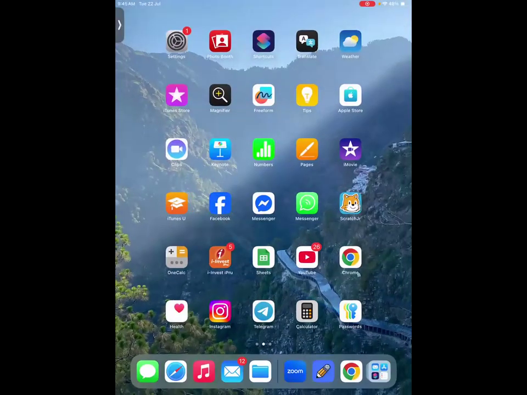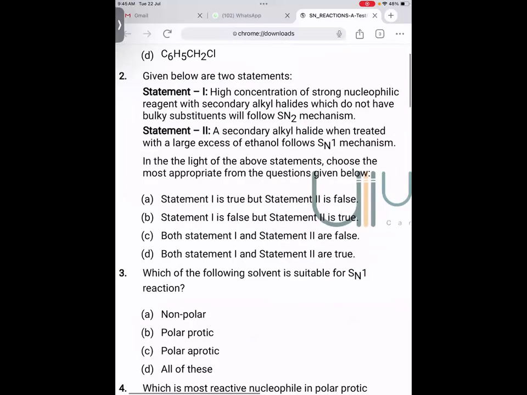Now we are going to discuss this one first. What is written? Statement 1: high concentration of strong nucleophilic reagent with secondary alkyl halide. So the high concentration of nucleophile can affect the SN2 reaction. Okay. Nucleophilic reagent with secondary alkyl group.